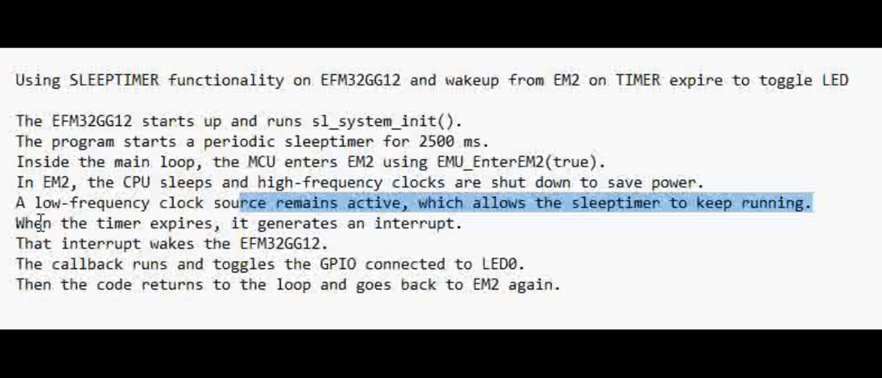When the timer expires, it generates an interrupt. This interrupt wakes the EFM32GG12 and runs the toggle LED function, and then again it returns back to the while loop and takes the MCU back to the EM2 mode. That's what we are going to do in this entire code. Now let us look at the code.